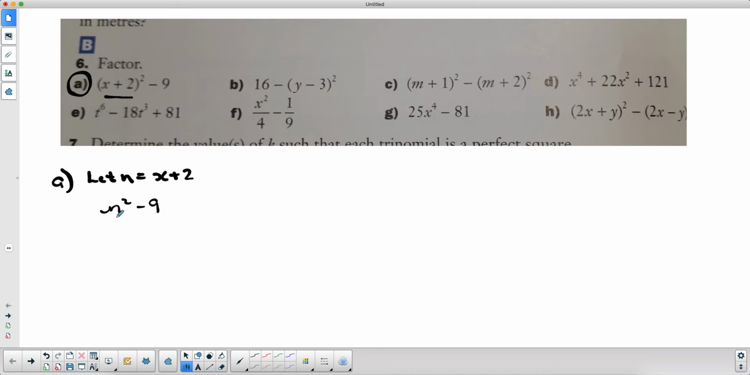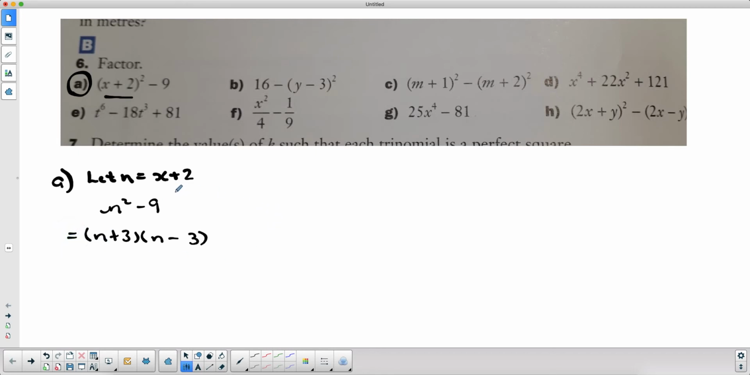This is a difference of squares. So we know that at the front of each bracket I need n's because that's the square root of n squared, and at the back of each bracket I need 3's because that's the square root of 9, and then I need a plus and a minus in between so that the middle terms cancel each other out. Now, that was almost too easy.